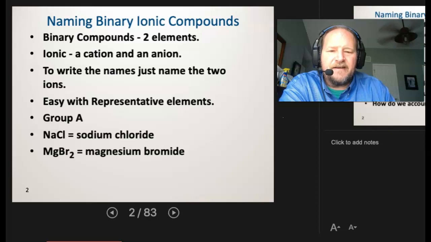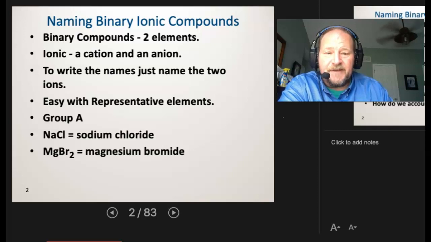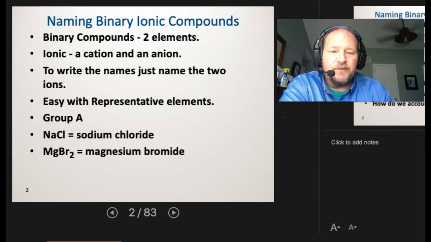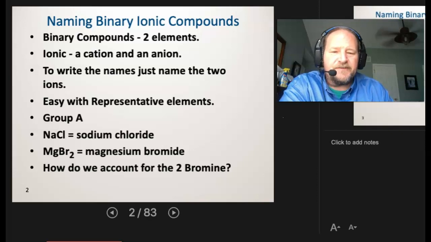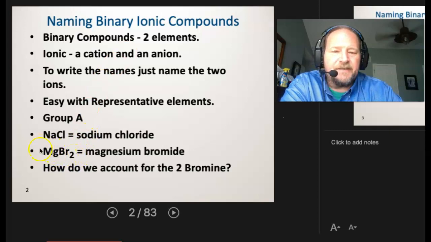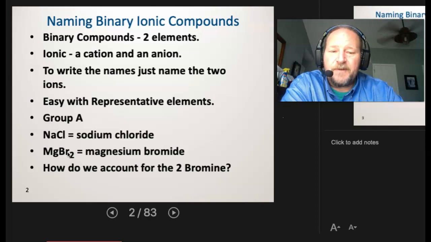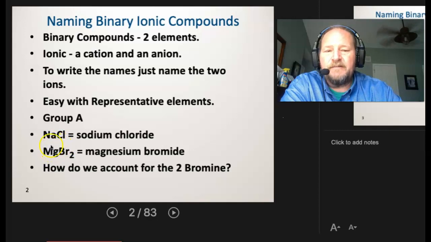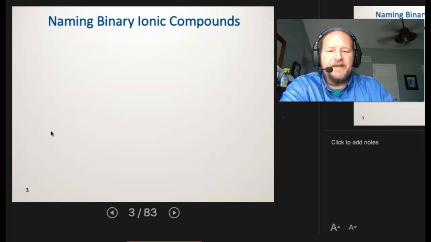I told you back in the day, about 2 segments ago, that the name had to tell me what was there and how many. So magnesium bromide does tell me that there is magnesium there and bromide there, but how does it tell me that there's 2 bromine? Well, when we're looking at MgBr2, remember, magnesium is a +2, bromine is a -1, and the compound has to be neutral. That means I'm going to use 2 -1 bromines to balance the +2 magnesium, all right? And that's what we're going to do.